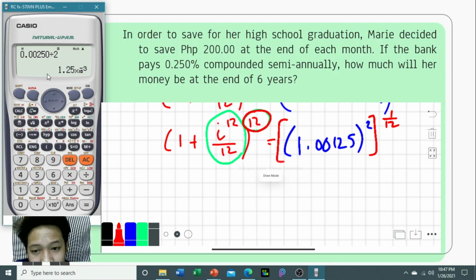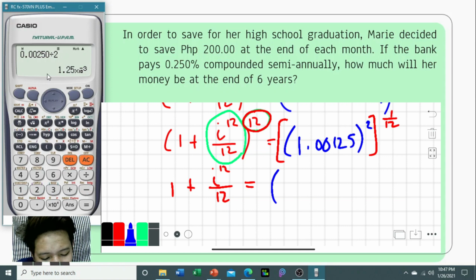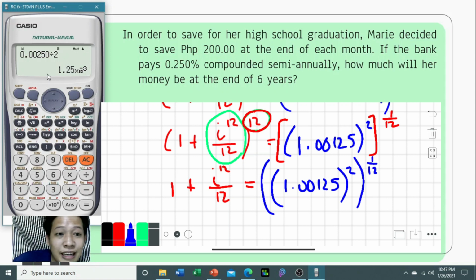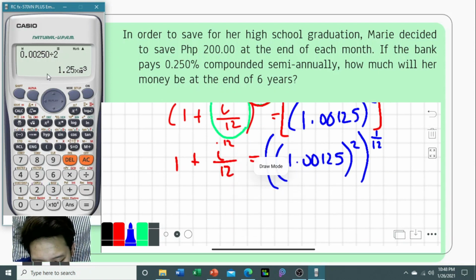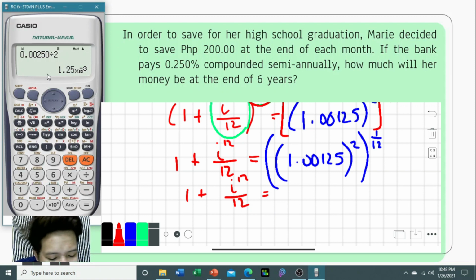We'll be having, so matitira sa kabila is 1 plus i raised to 12 over 12 equals, so ang mangyayari po dito is what? That is 1.00125 raised to 2 and then raised to 1 over 12. Okay po? And kapag sinimplify natin yon, we'll be having 1 plus i raised to 12 over 12 equals, kapag sinimplify po natin tong exponent na to, that's 2 times 1 over 12, that's power of a power. So we'll be having 1.00125 raised to 1 over 6.